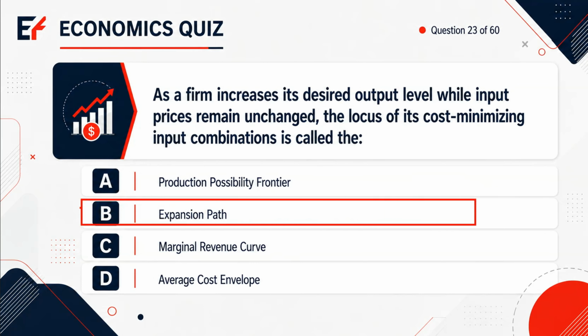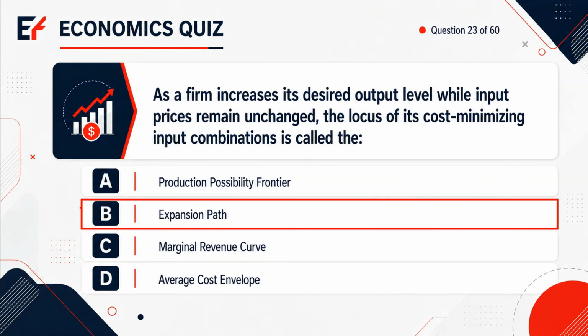Let's identify the relationship. The expansion path traces the cost-minimizing combination of inputs, such as labor and capital, at different output levels. As the firm seeks to produce more output while input prices remain unchanged, it chooses the least cost input combination at each level. Connecting those optimal combinations creates the expansion path.